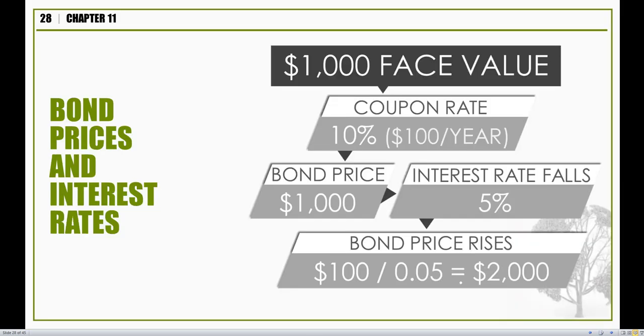One more example, just using different numbers right here. So $1,000 face value once again, coupon rate of 10%, which gives us $100 every single year. The fair market value of a bond issued during the current year is $1,000. But if in the next year interest rates fall to 5%, remember there is going to be an inverse relationship, so the price of our bond should increase. We take the coupon payment divided by the yield on all new bonds. So the fair market value of our 10% coupon bond is going to be $2,000 now.